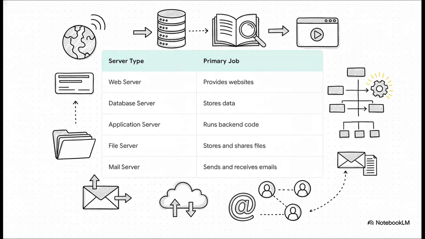You've got your web servers. Their one and only job is to serve you websites. Then there are database servers. Think of them as the ultimate librarians, storing and retrieving huge amounts of data in a blink. Application servers are the ones running all the complicated code behind the scenes that makes an app actually work. File servers, they're running stuff like your Google Drive or Dropbox. And of course, mail servers handle all our email. Each one is a specialist, and they all have to work together perfectly.